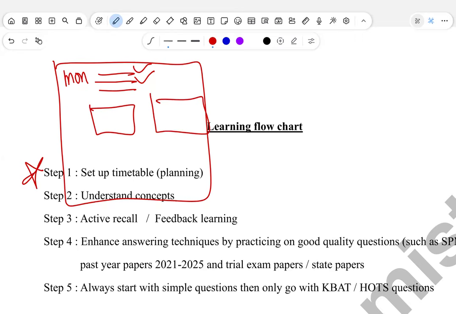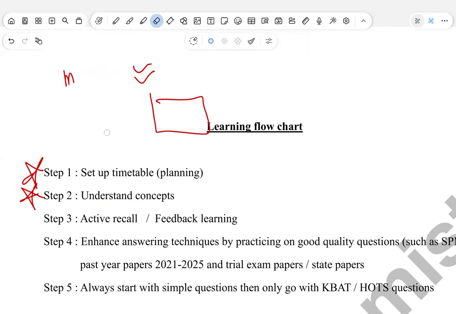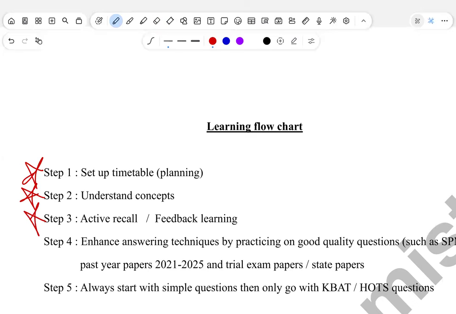Okay. And second thing, you can start by reading. You can read and understand the concept. No problem, you can read. But what is important is that after reading, it will be good if you can do an active recall. Because a lot of students have no idea at all whether what they read, they understand or not, isn't it? You have no idea at all.